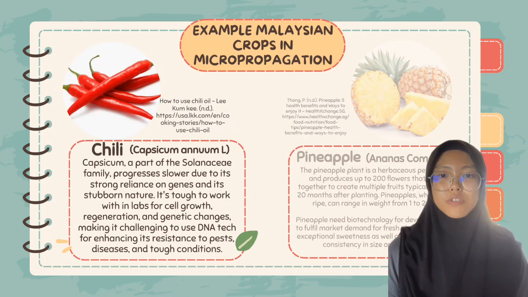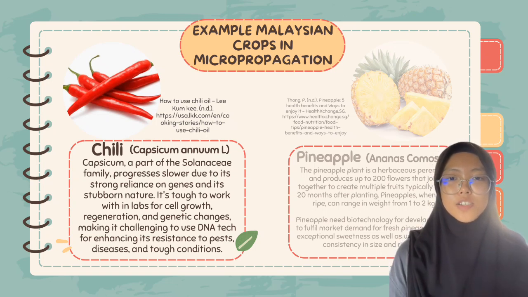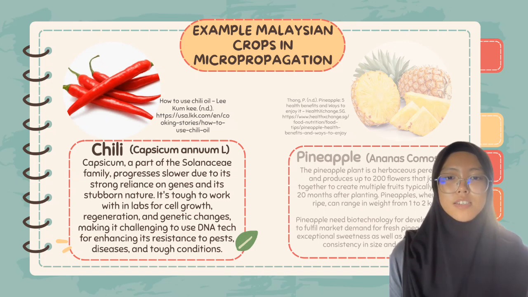Our group has chosen four example Malaysian crops in micropropagation. The first one is chili, or its scientific name is Capsicum annuum. Capsicum, a part of the Solanaceae family, progresses slower due to its strong reliance on genes and its stubborn nature. It's tough to work with in labs for cell growth, regeneration, and genetic changes, making it challenging to use DNA tech for enhancing its resistance to pests, disease, and tough conditions.